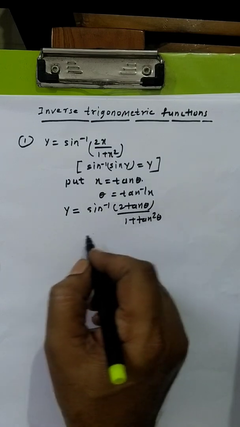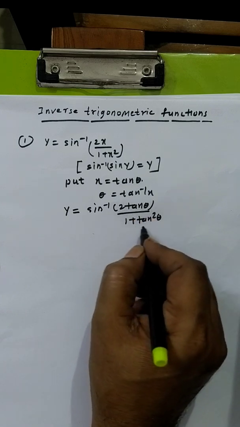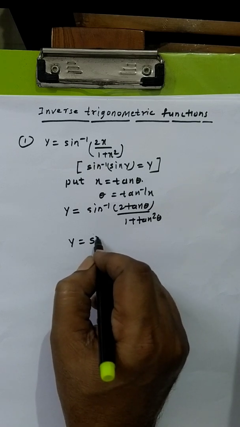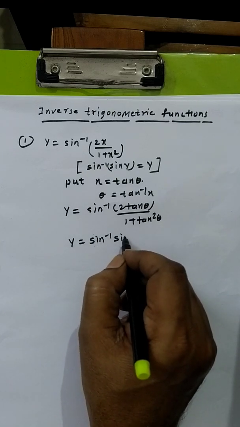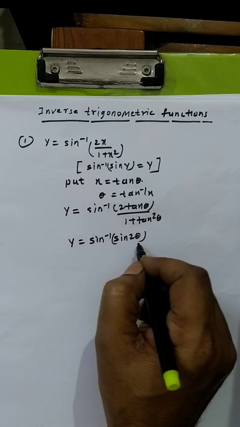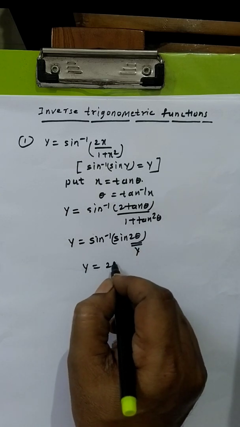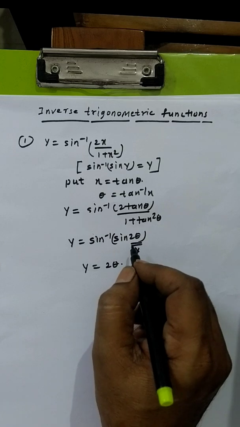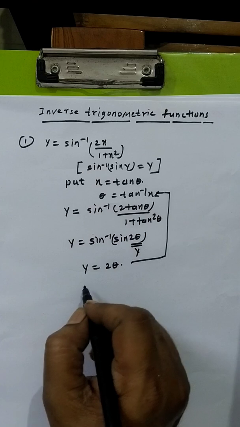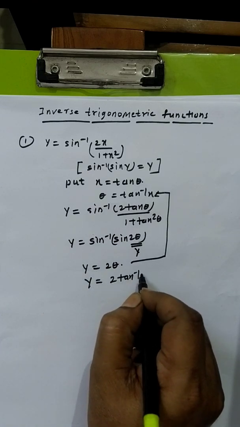But what is 2 tan theta upon 1 plus tan square theta? Using multiple angle, this value is nothing but sine 2 theta. So y is equal to sine inverse of sine 2 theta. Now this is in the form of sine inverse of sine y, where instead of y it is 2 theta. So we can write y is equal to 2 theta. But what is theta? Theta is tan inverse of x. So this becomes y is equal to 2 times tan inverse of x.